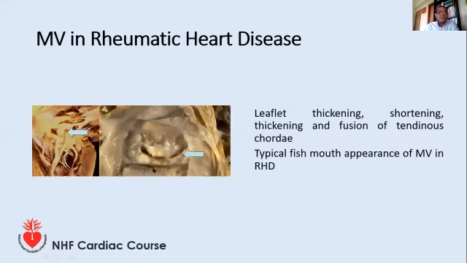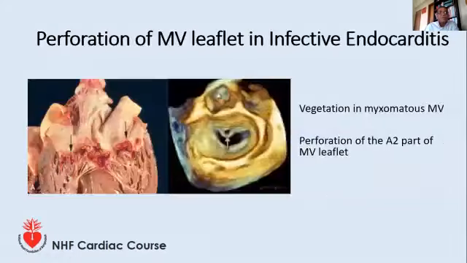This is a classic picture of the mitral valve in rheumatic heart disease, with leaflet thickening, shortening, and fusion of the tendinous chordae, and a typical fish mouth appearance. When a tear occurs in the chordae tendineae, it results in acute mitral regurgitation. It should be noted here that in acute rheumatic fever, though we will discuss it in another session, carditis is the main cause of mitral regurgitation.